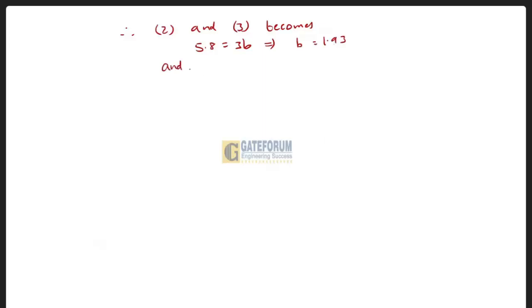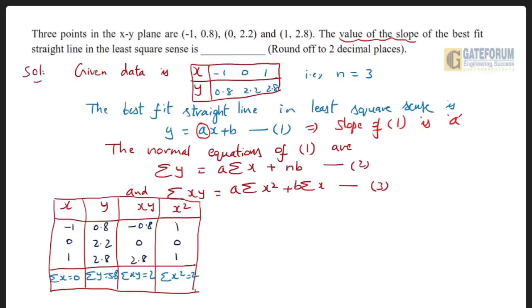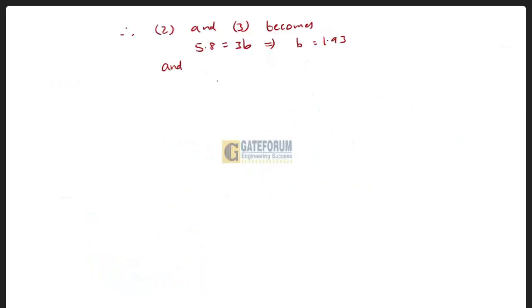In the second equation, again sigma x is 0 and b is 0. So you will be getting it directly from the third equation, not required to solve the second equation. Okay, directly the third equation because we want a only. 2 is equal to 2a implies a is equal to 1. Therefore, the required slope is 1.